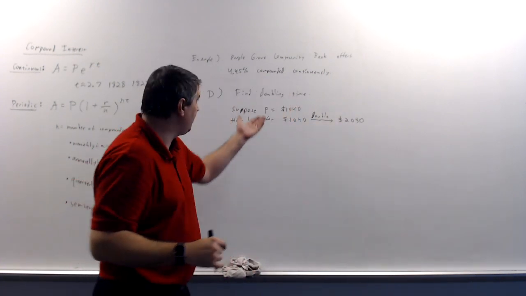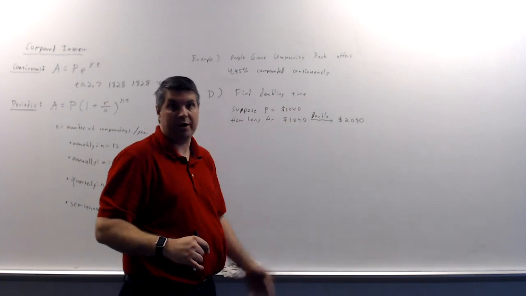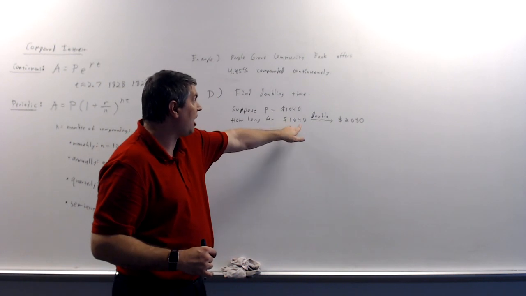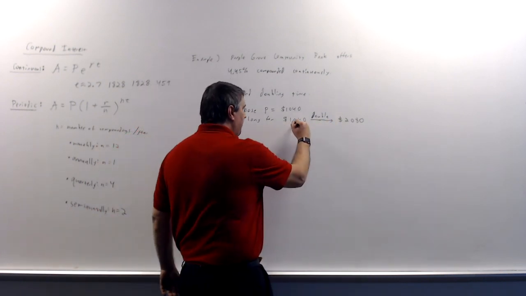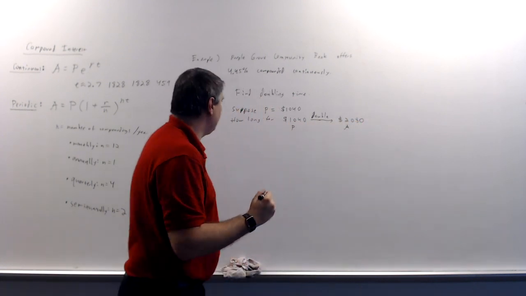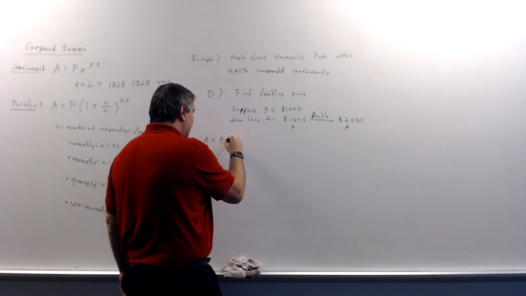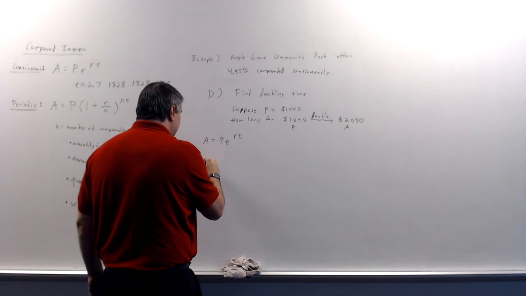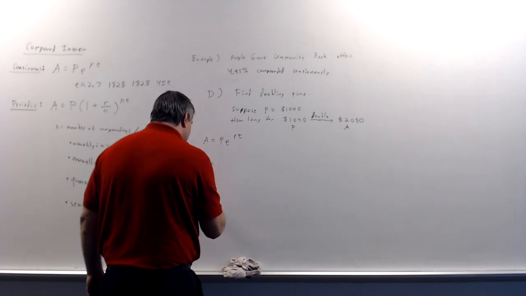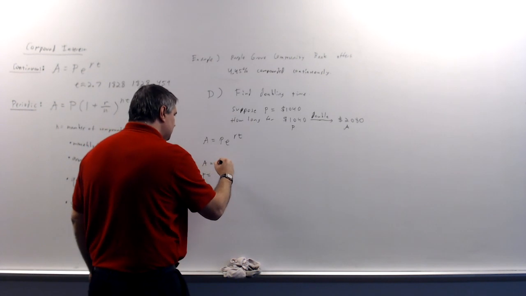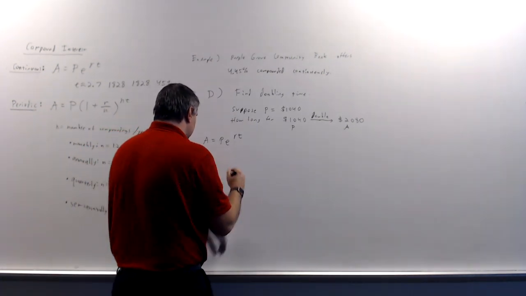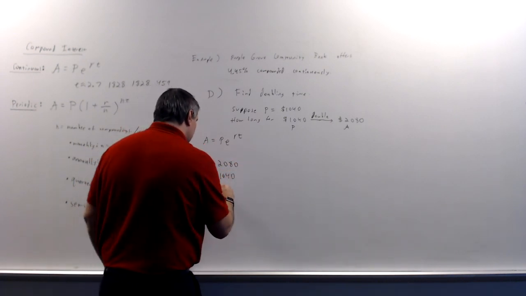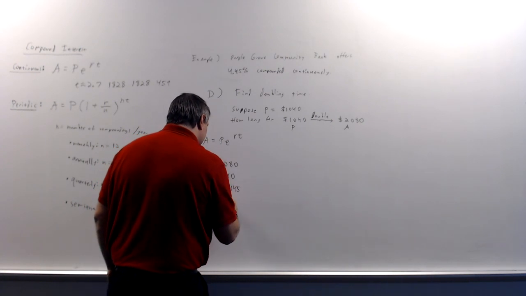Okay, if you want to do 100, how long for it to double to 200? If you want to do 1,000, how long for 1,000 to become 2,000? It really doesn't matter what you start with as long as you double it. So this would be my P, this would be my A. Okay, so A equals P e to the rt power because it's continuous. So how long? A equals, P equals, R equals, T equals. So A is 2,080. P is 1,040. R is 0.0445. And T is, I don't know.